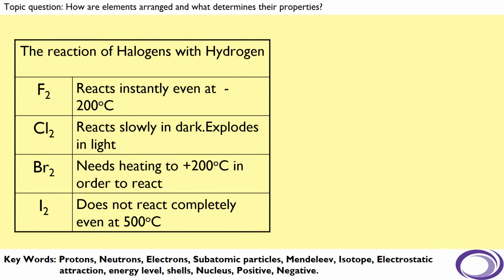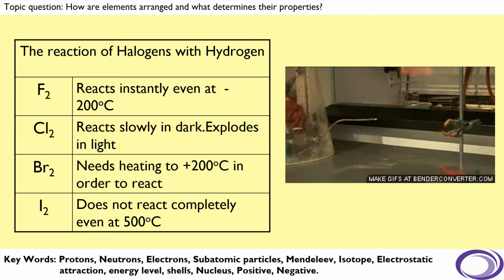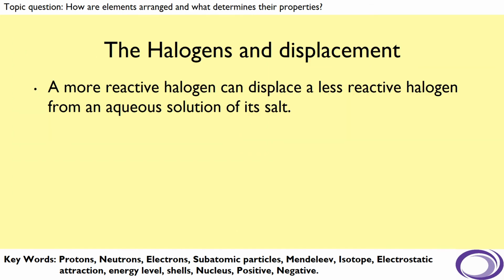Now, we can see this with the reaction of the halogens with hydrogen. Fluorine will react instantly with hydrogen. But as you go down the group, that reaction is less violent, so it will either need to be heated more or it will not react with hydrogen. A more reactive halogen will also displace a less reactive halogen from an aqueous solution of its salt. Now I have recorded this practical and I will insert it here.